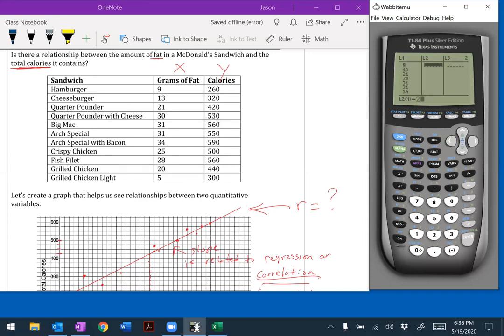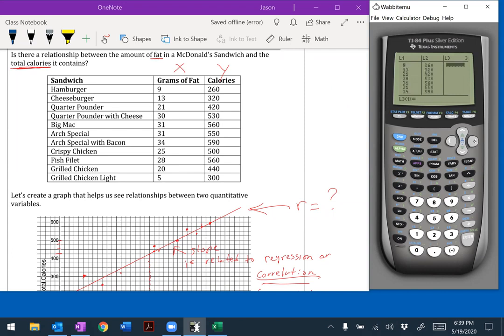Okay, now the calories: 260, 320, 420, 530, 560, 550, 590. Did I screw up? 530, 560, 550, 590. No, I think I'm good. Then 500, 560 again, not 56, 560, 440, and 300. Now I've got my data in there.